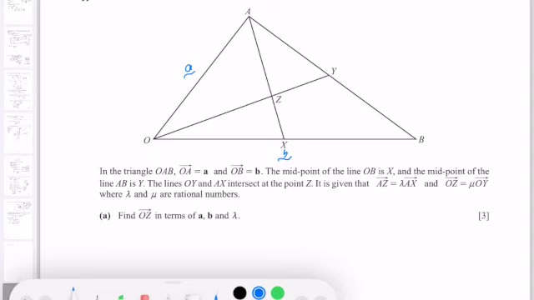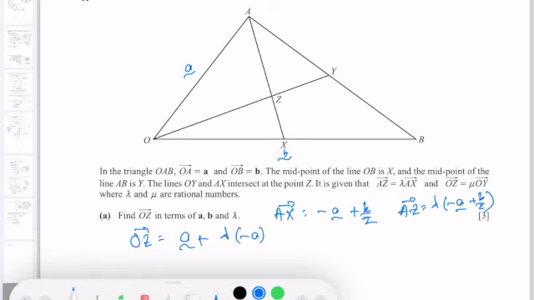So this is b by 2. So AX is minus a plus b by 2. Underline form, since it is a vector quantity. But we are finding OZ. AZ is lambda times AX, that means lambda times minus a plus b by 2. So we can write OZ equals a plus lambda times minus a plus b by 2. That means we can simplify this: (1 minus lambda)a plus b by 2 lambda.